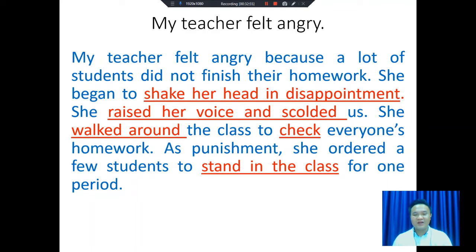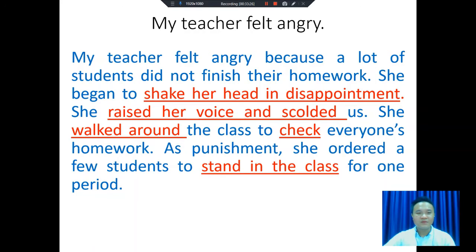She walked around the class to check everyone's homework. As punishment, she ordered a few students to stand in the class for one period. So much detail and very informative on why your teacher feels so angry. Again, you can see the emotion is inside where your teacher is very angry, and you show the movement. What happened when she feels angry?